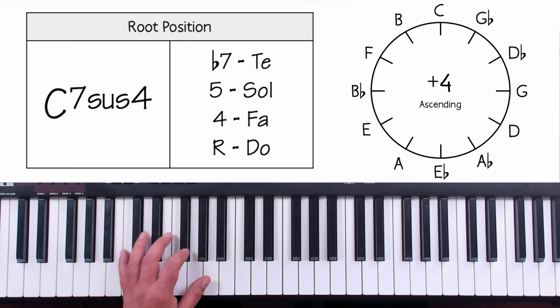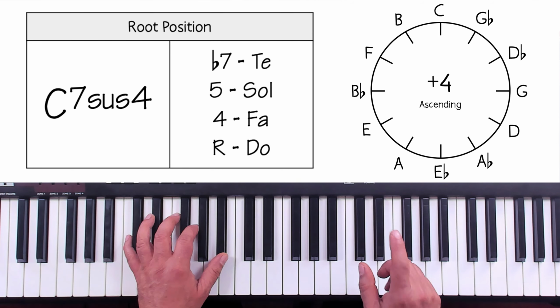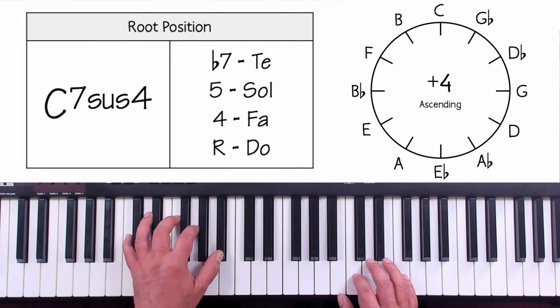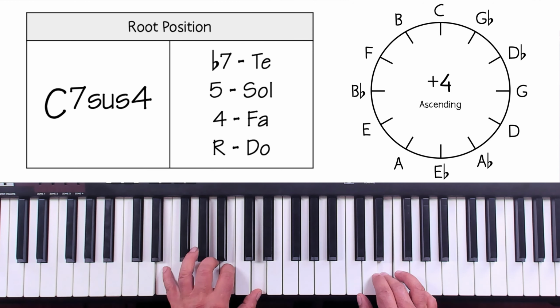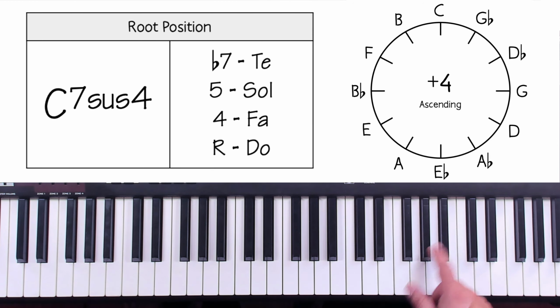And the last one, we're going to take the root and play it as a melody with the right hand. So C, E, F sharp, whatever. And we're always changing cycles.